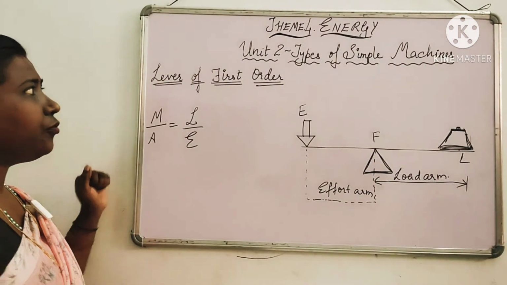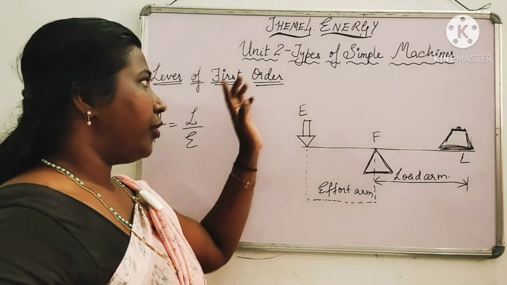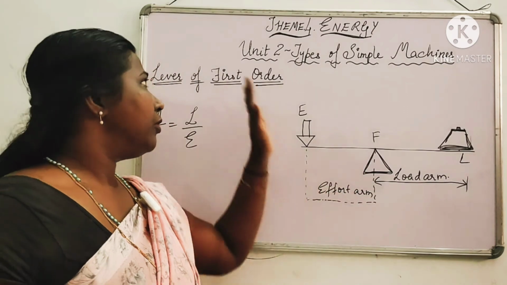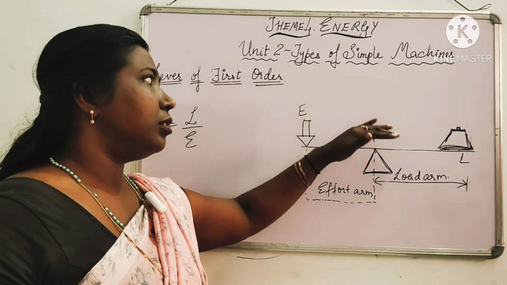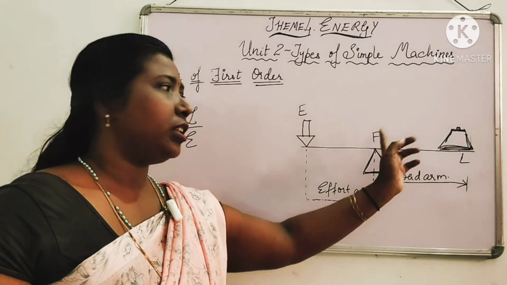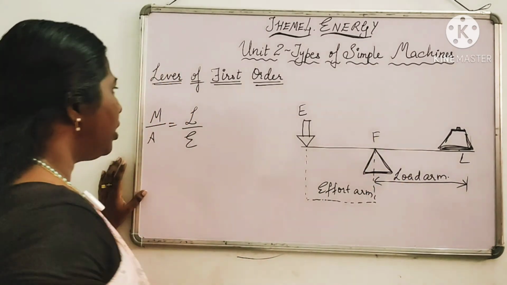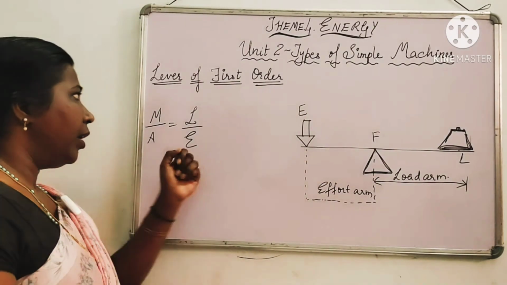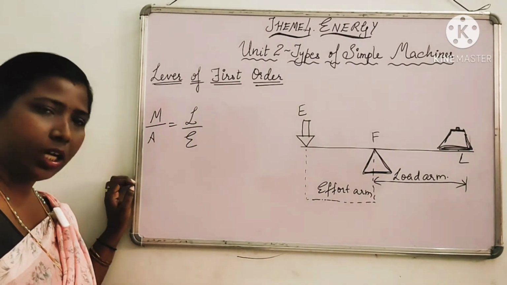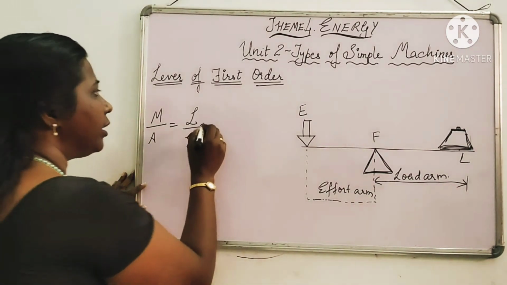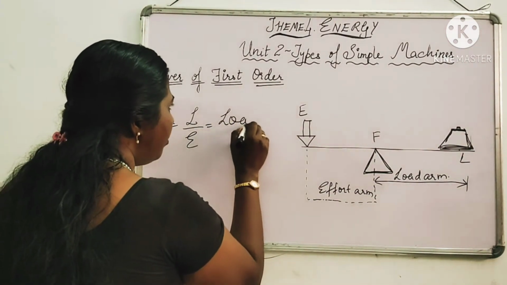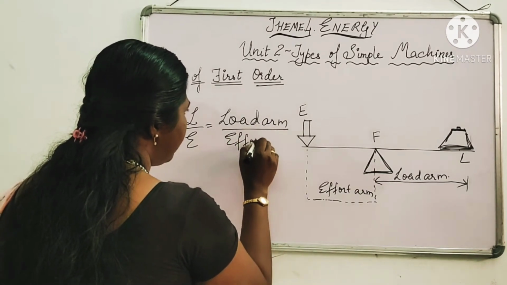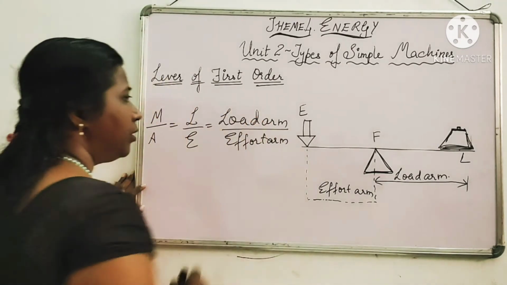So in first order, the first characteristic is that the fulcrum will be every time in between the load and the effort. Now the mechanical advantage on this structure, how is it? Now see, load upon effort we have learned. In that, load upon effort can also be written as load arm upon effort arm. Okay students. Now this you understood.